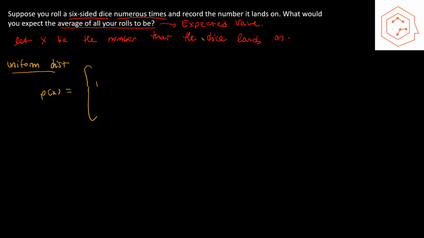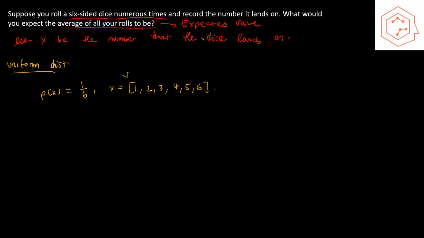We can write it even cleaner. P of x is equal to 1 over 6 when x is equal to anything from 1, 2, 3, 4, 5, and 6. So if x is any of those numbers, the probability is equal to 1 out of 6.